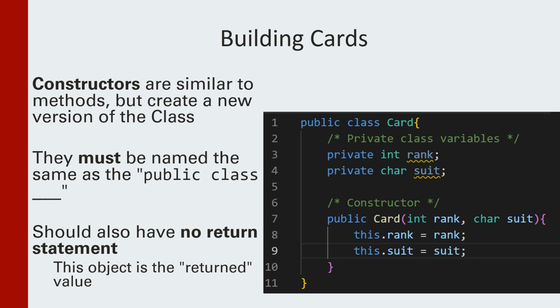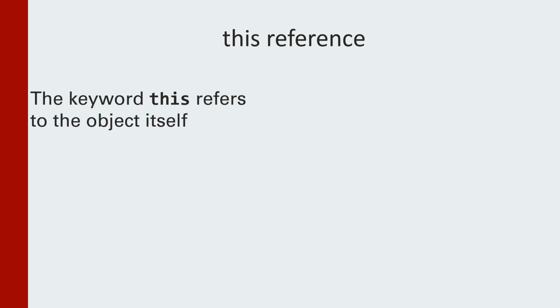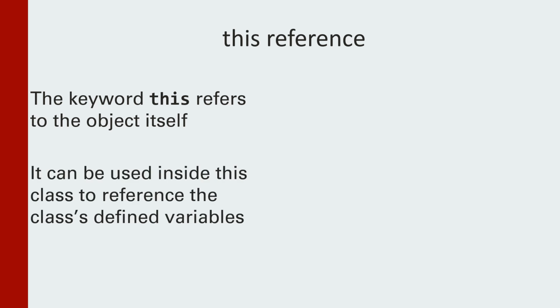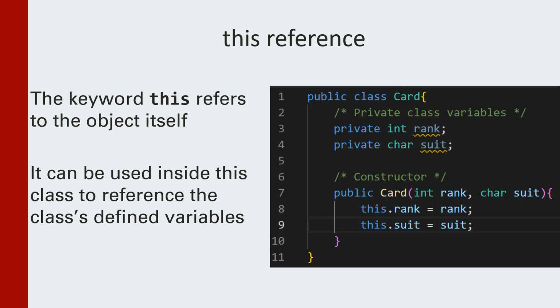And then there are these class variables that go with them. And then underneath, I have this constructor. So the constructor has the same name. It's public Card, and it kind of looks like a method, but it has no return statement. And it has some values that go along with it, which in this case are rank and suit. You might also notice the use of this new keyword, this. The keyword this refers to the object itself. It can be used inside the class to reference the class's defined variables.